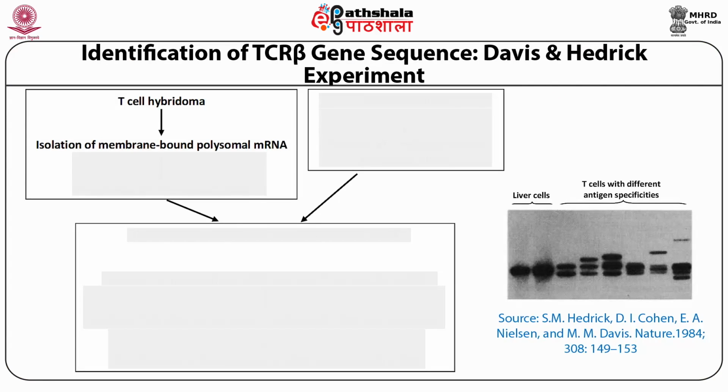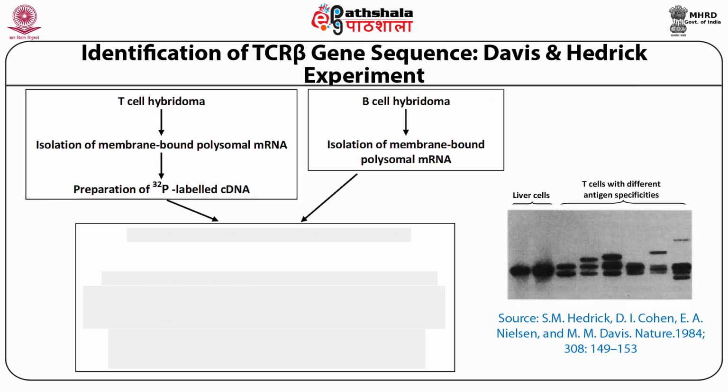After enriching their sample for mRNA encoding TCR, Davis and Hedrick prepared P32-labeled cDNA from this enriched mRNA. The enrichment was an important step as it reduced the number of cDNA clones to be screened later. Next, they isolated membrane-bound polysomal mRNA from a B cell hybridoma. This was followed by hybridization of the radiolabeled cDNAs from the T cell hybridoma and mRNA from B cell hybridomas.